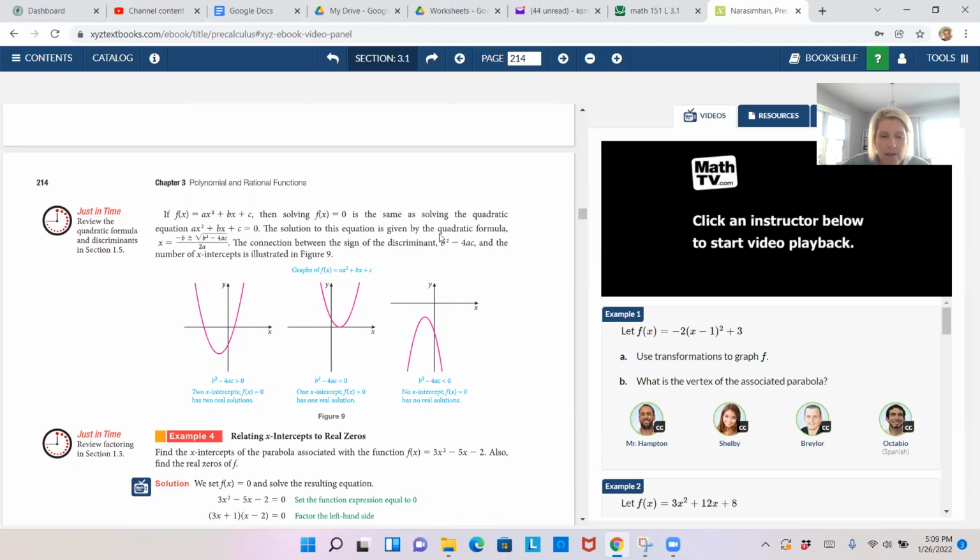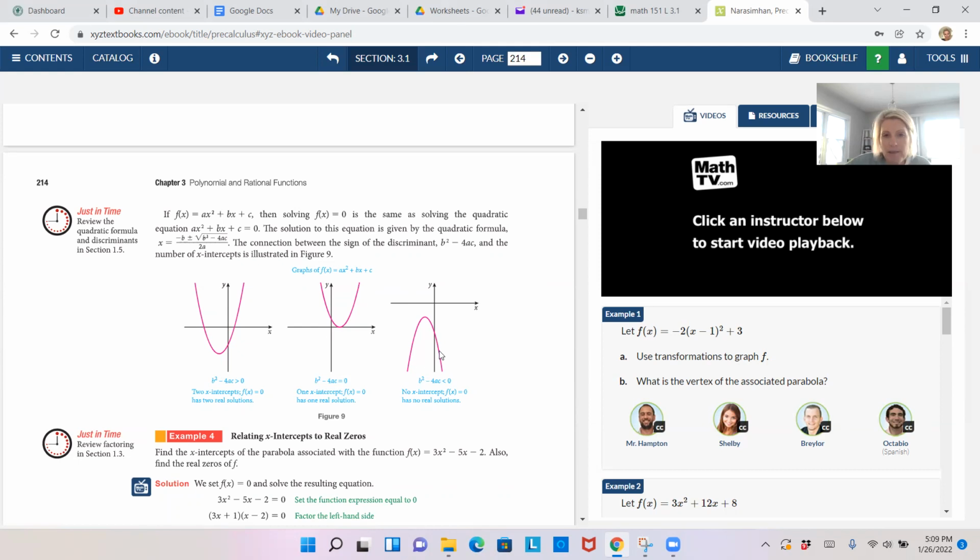And if that evaluates to a number that is bigger than 0, then you're going to have 2 intercepts. Notice this one on the left here, this parabola crosses the x-axis twice. If that discriminant equals 0 exactly, then you are only going to have 1 intercept. It's just going to come and touch, either come down and touch the x-axis and go up, or it's going to come from below and come up and touch the x-axis at the vertex and go down.